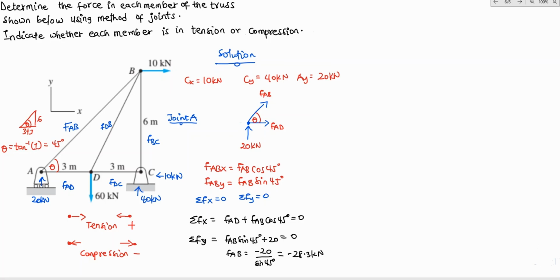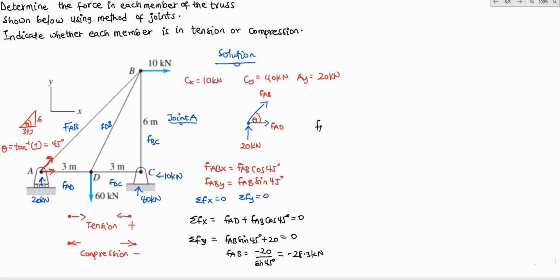So at joint A, these are the directions we considered. Consider this direction, and then let me clean the theta from there. We considered these two directions. All right, so let's take note of this. So now that you know FAB, we can find FAD using the first equation. So let's look at that.